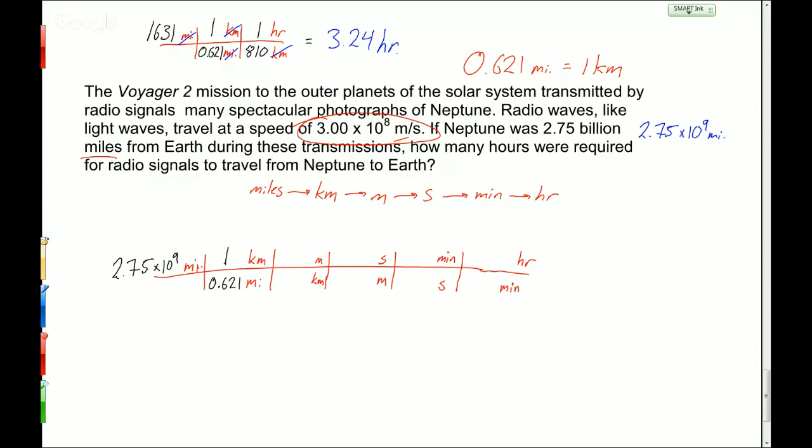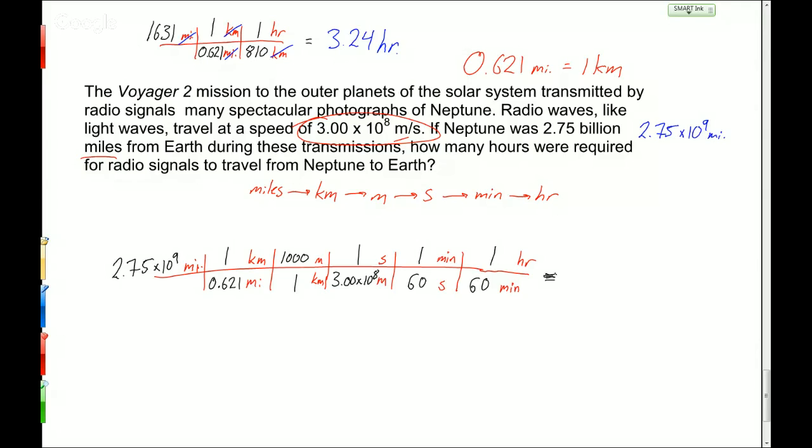0.621 miles in a kilometer, 1,000 meters in a kilometer. And then we use this number for our meters per second. So that tells us that there are 3 times 10 to the 8th meters in a second, 60 seconds in a minute, and 60 minutes in an hour. Okay, let's put that all together and try to find an answer.